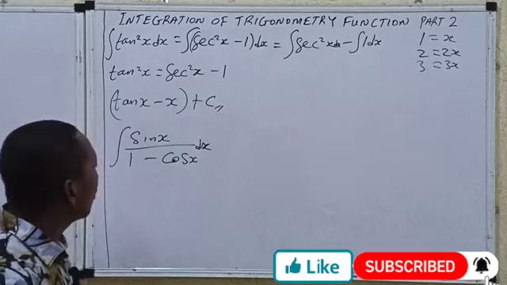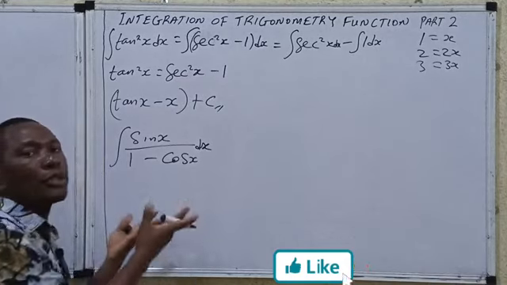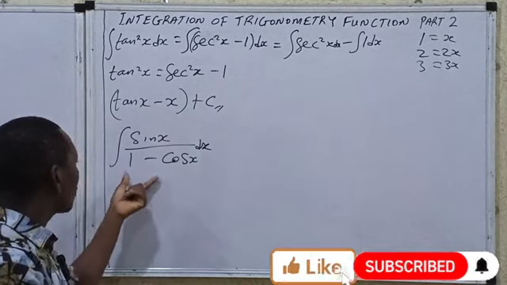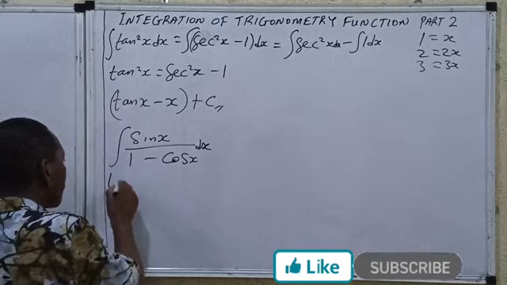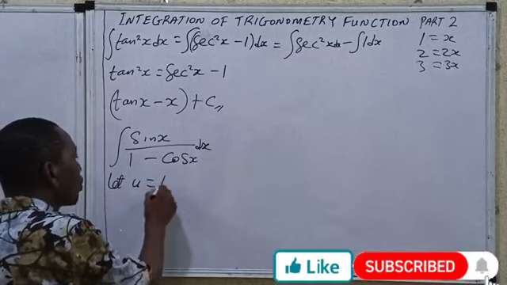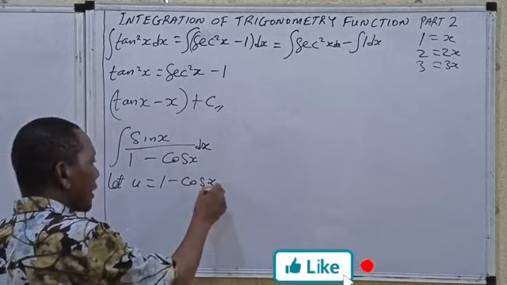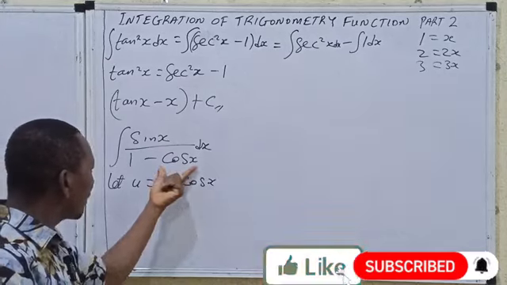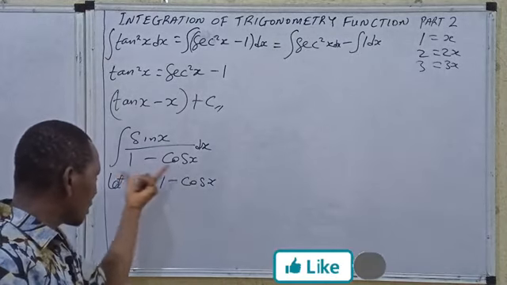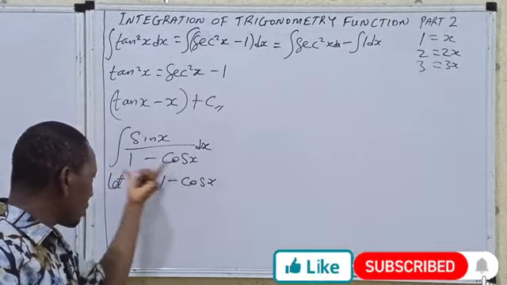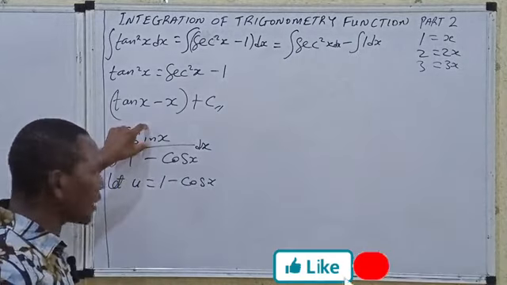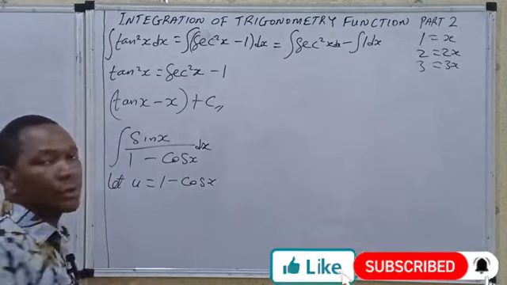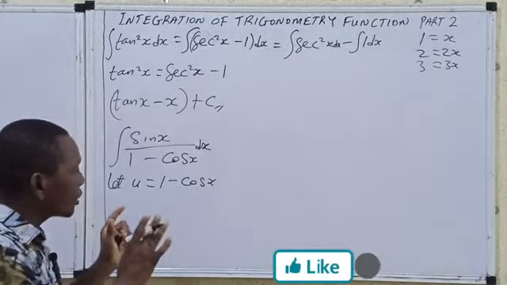What will you do? You have to look for a way to resolve this. What I will do is say let u equal 1 minus cos x. Why did I use this method? I know that if I differentiate this, I'll have something exactly like this, which can cancel out. So you will see what I will do now.